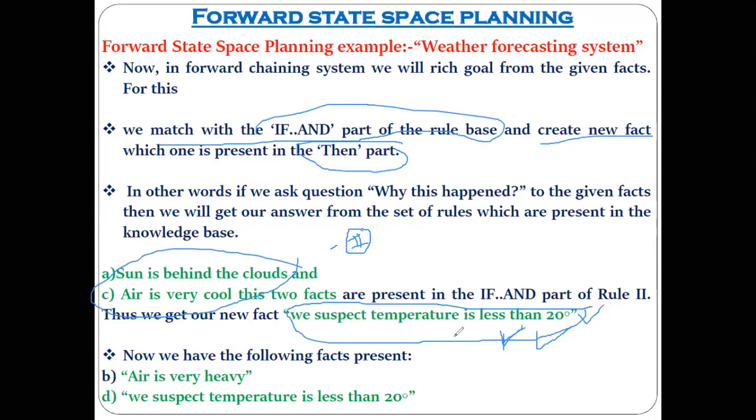So what the concept is saying is that this particular outcome will become the new fact. Understood? Previously we had three facts, A, B, and C. Out of these, we now utilize fact A and fact C. From that, we got another fact: we suspect temperature is less than 20. Now we have the two facts available.